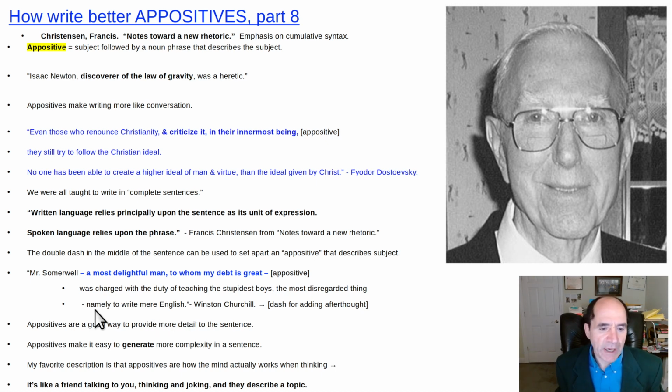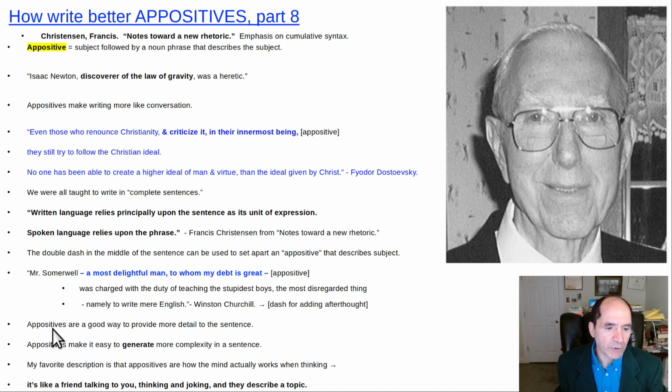The dash in this case at the end of the sentence can be used to throw in an afterthought. But you see how Mr. Somerwell, a most delightful man, to whom my debt is great, is how a person speaks in conversation, and that makes it come to life. That's really the part that brings that sentence to life. It shows how he treasures and cherishes the man who spent some time with him when he was kind of a screw-up as a kid, in a sense.